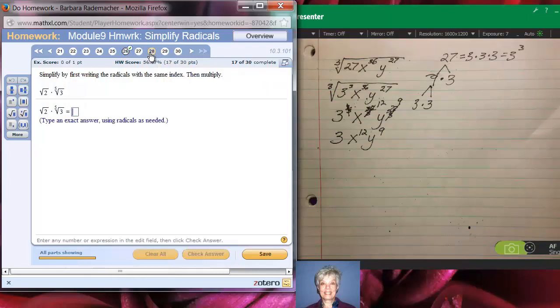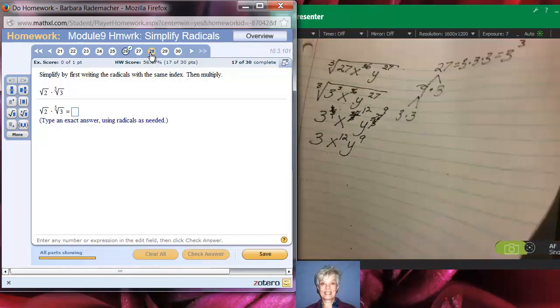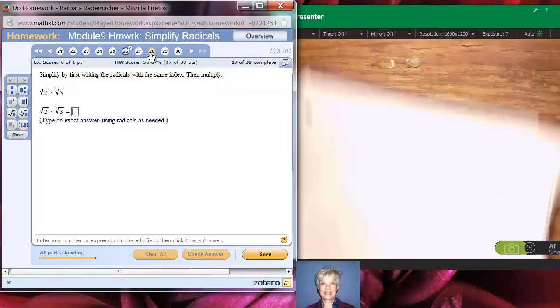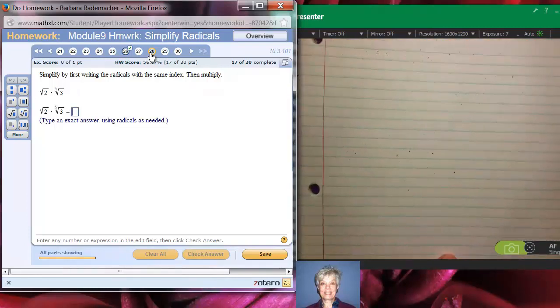All right, let's jump to 28, because this is a new topic. 28 is a new topic. I think I will change sheets of paper here because it's a new topic.